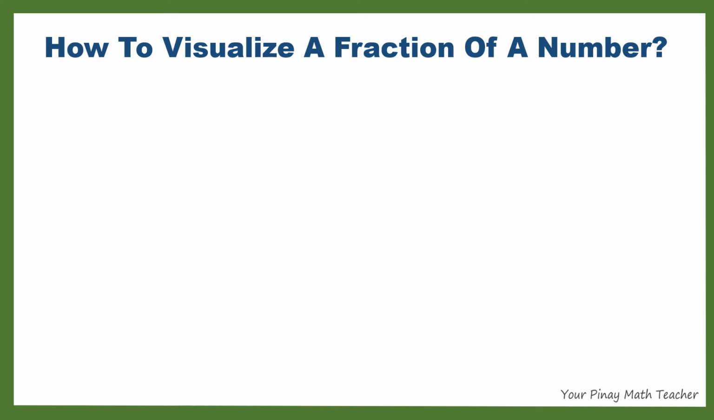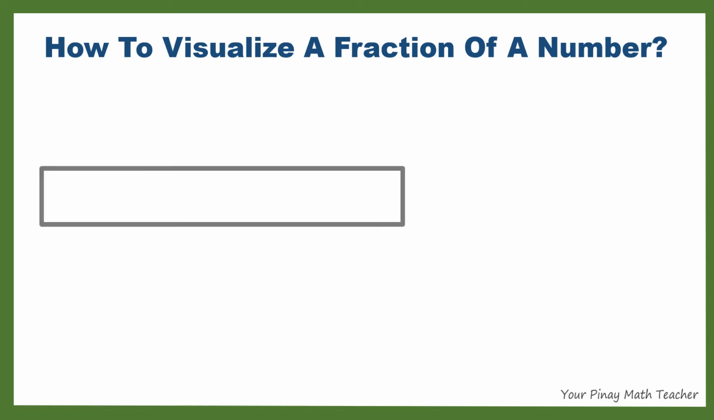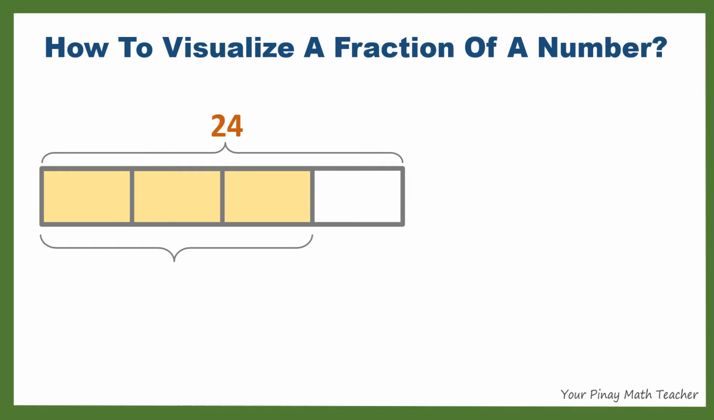How to visualize a fraction of a number. For example, a whole rectangle represents a whole number 24. This 24 may represent 24 pesos, 24 face shields, 24 persons, 24 days, or 24 slices of pizza. If the whole rectangle is divided into 4 equal parts and 3 of them are shaded, then the shaded part is equivalent to 3/4 of 24.